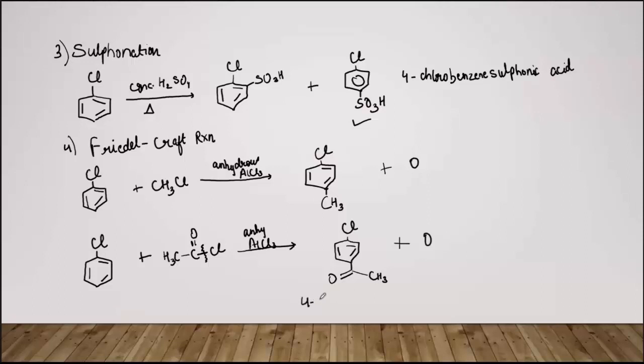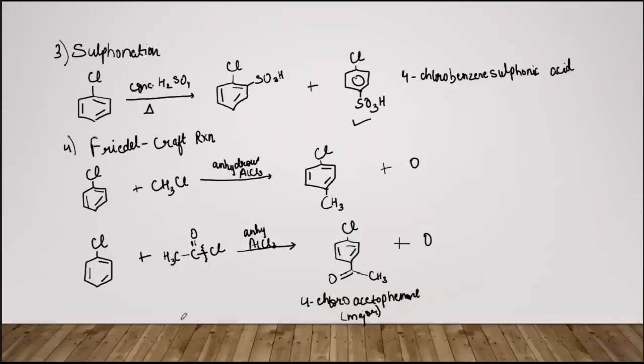Similarly its ortho isomer. Let me write down the name. So again here also the COCH3 is the principal functional group, so you will write it as 4-chloroacetophenone as the major. This is a ketone, okay? Ketonic group. So these were the four categories of the electrophilic substitution reactions.